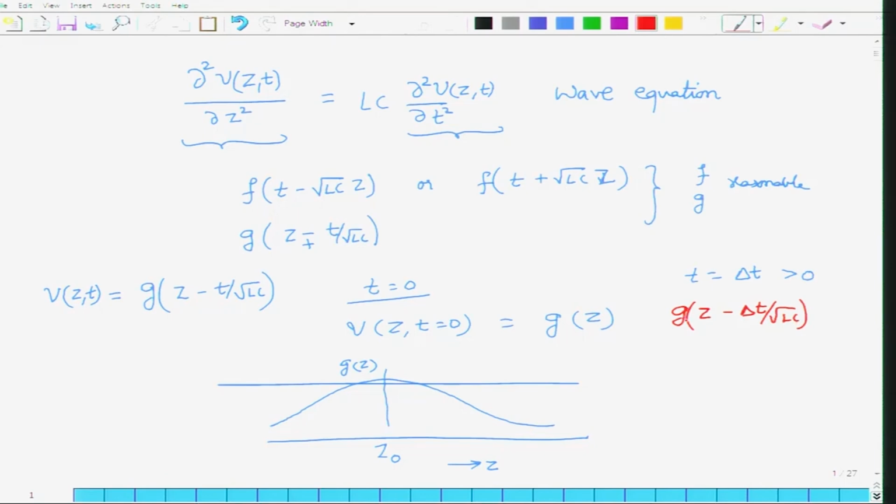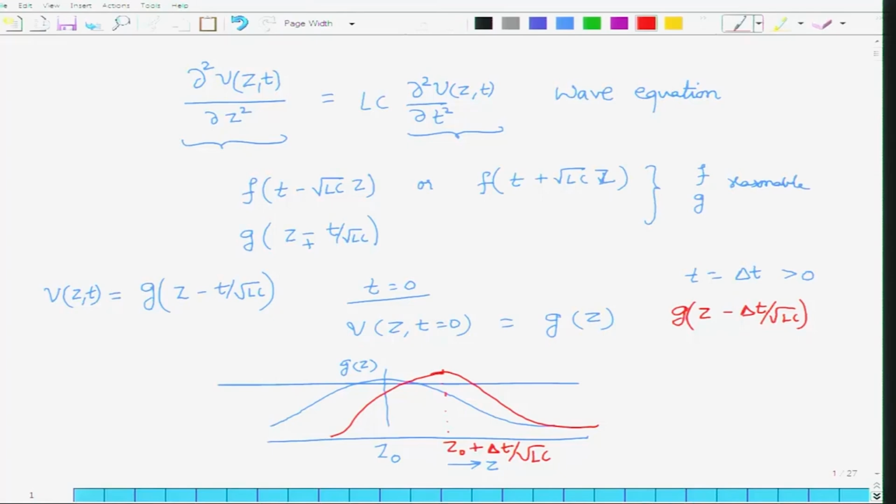So, now earlier this was peaking at z0, now this function would peak at z0 plus delta t by square root LC, right. So, it would actually be peaking at this point and the shape of the function would remain the same. The essential point is that if earlier the peak was situated at z0, now the peak is situated at z0 plus delta t by square root LC.